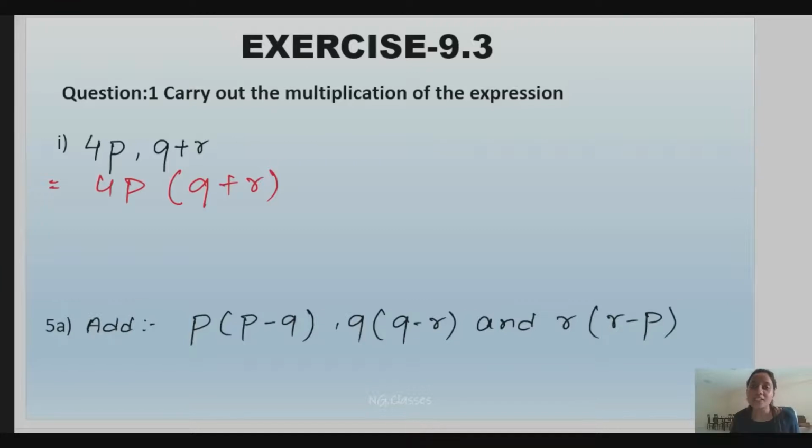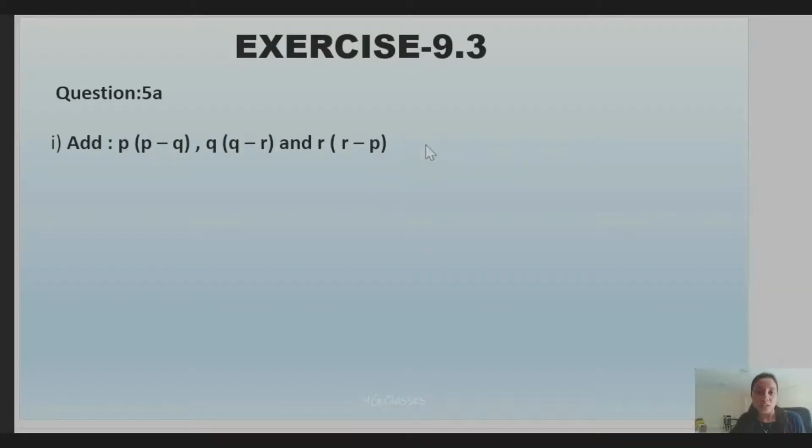Now you know already the distributive property. Apply that. Here we are having a multiplication sign. So this 4p I have to distribute with q. That means 4pq. And then this 4p I will distribute with r. So plus 4pr. Be careful with the sign. If you are multiplying positive with positive, then the result will be positive. If you are multiplying positive with negative, then the result will be negative. Here all the terms are positive. My answer is positive. This is my answer: 4pq plus 4pr.